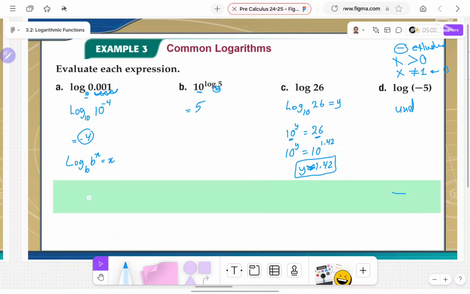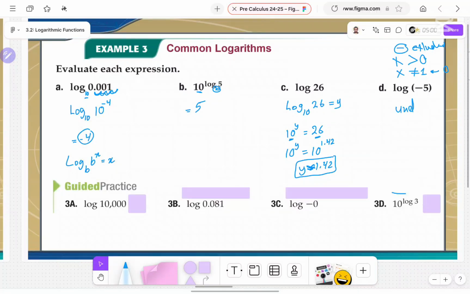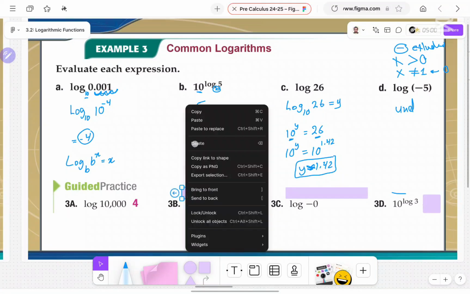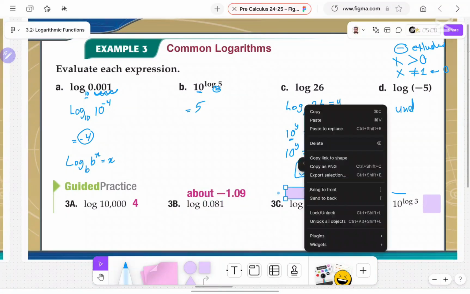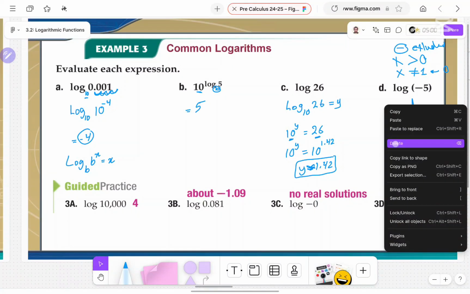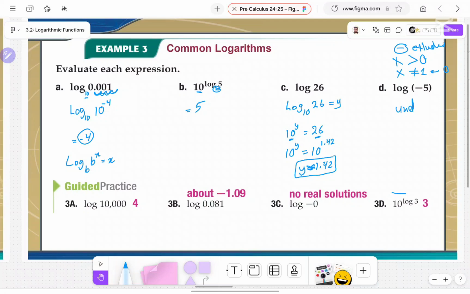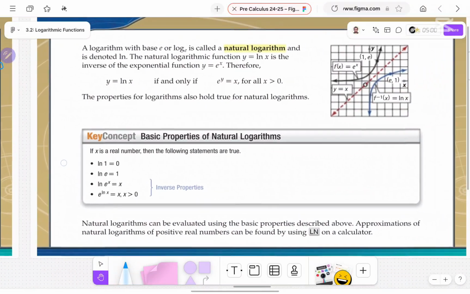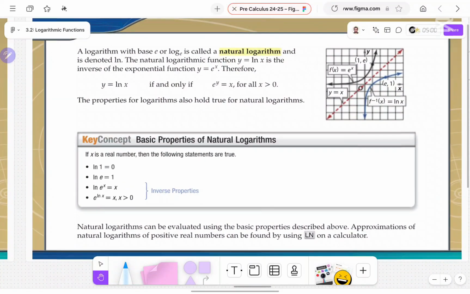Now try to solve this equation here in this area. It's the same rule, but as you can see, all the questions are without a number for the base, so the base always follows the same step, which is base 10. Now the last one is the natural logarithm. The natural logarithm follows the exponential one, or the base e.